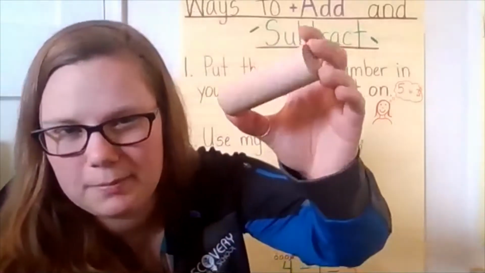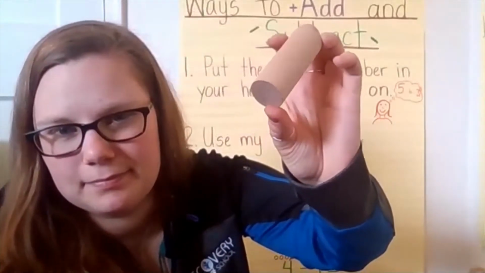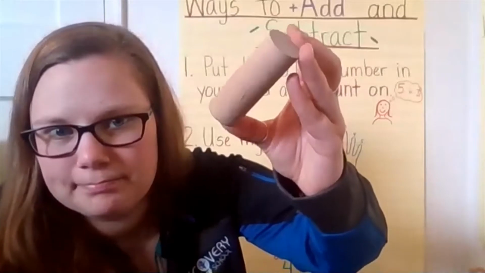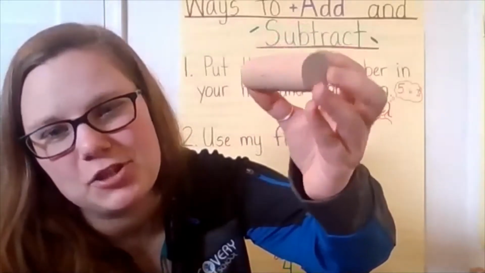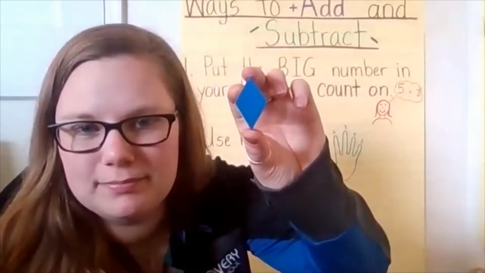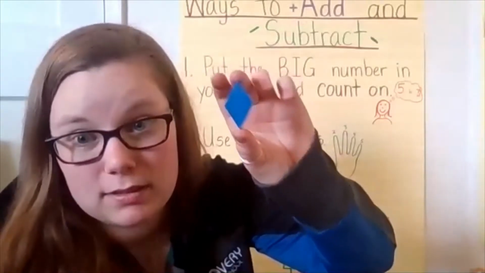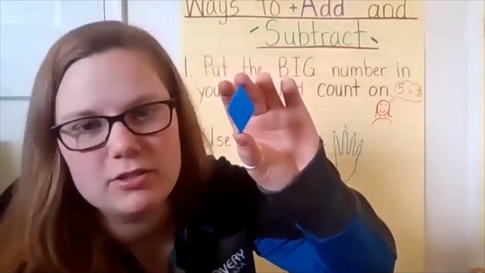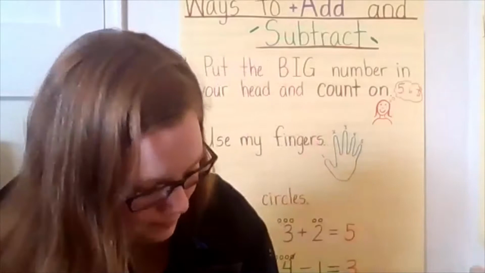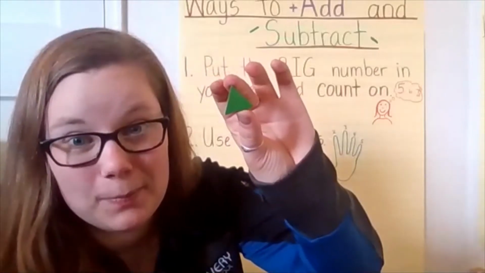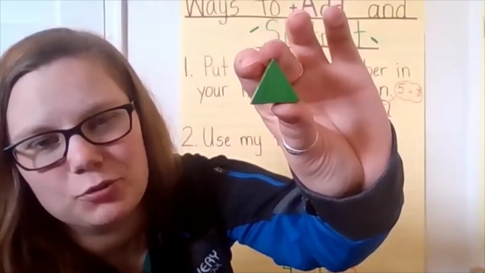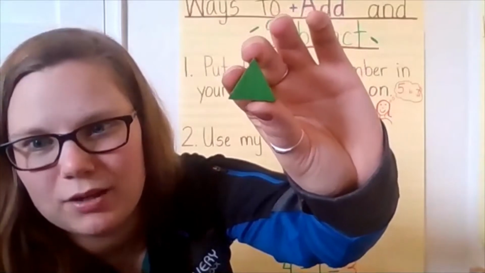What is this shape? A cylinder, a cylinder. And is this shape 2D or 3D? 3D. This shape is 3D. What's the shape? Rhombus. This is a rhombus, not a diamond, rhombus. And this is a 2D shape, rhombus. What's this shape? A triangle. This is a triangle, and it is 2D or two-dimensional.